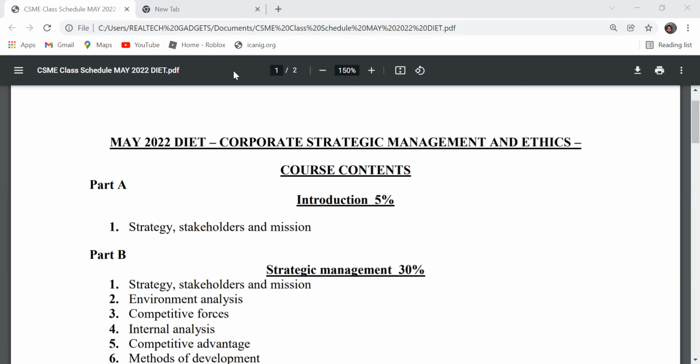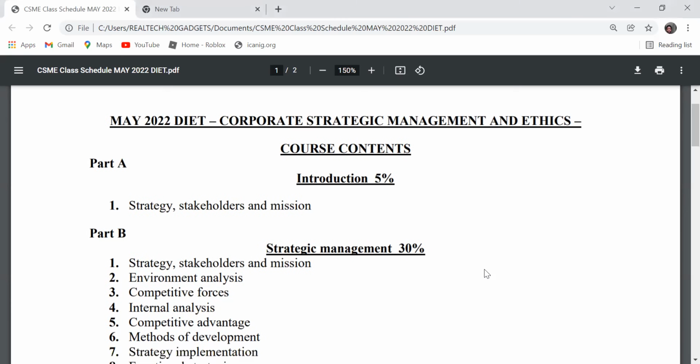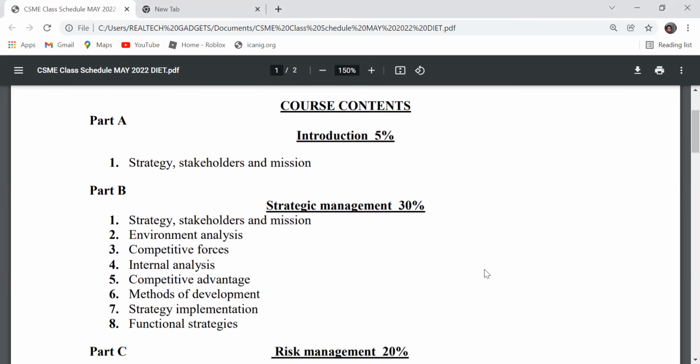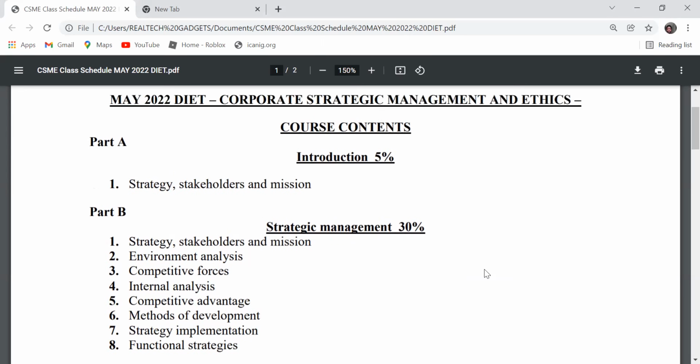Then we'll also be looking at introduction to strategic management, which covers 30% of the entire syllabus.